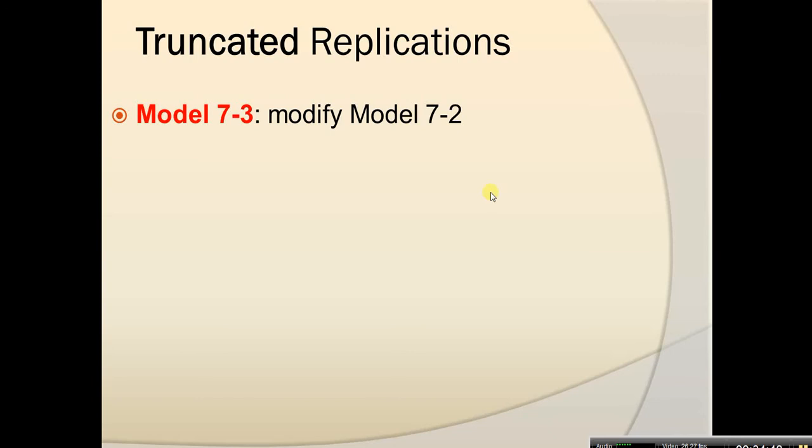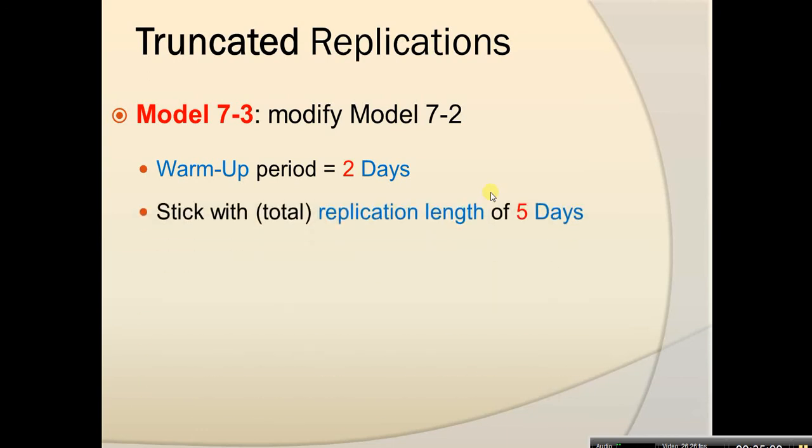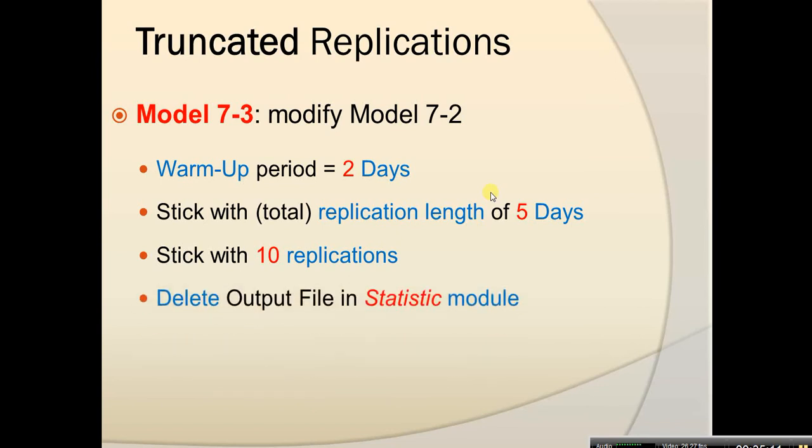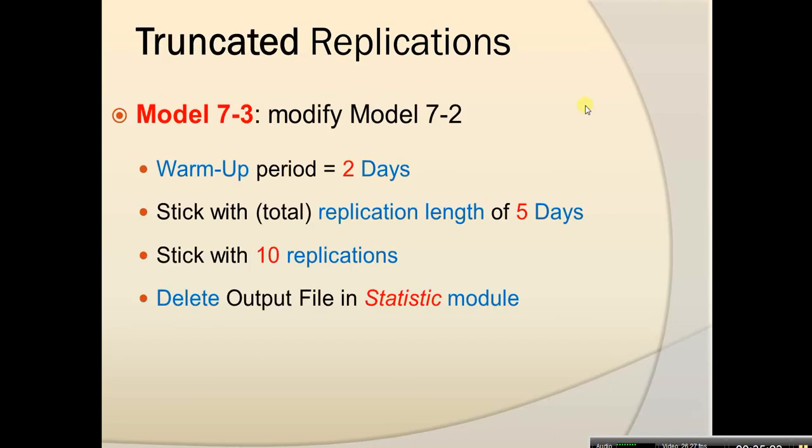So let's go ahead and create this model 7.3. We're going to modify model 7.2, and we're going to set the warm-up period equal to 2 days. Then we stick with a total replication length of 5 days, just like I mentioned. And we will stick with the 10 replications that we did in model 7.2. We don't need the output file anymore, so we're just going to clear off the output file in the statistic module. These are the changes that we're going to make. So let's go ahead and implement these changes in Arena.